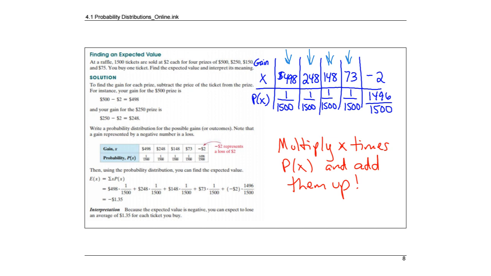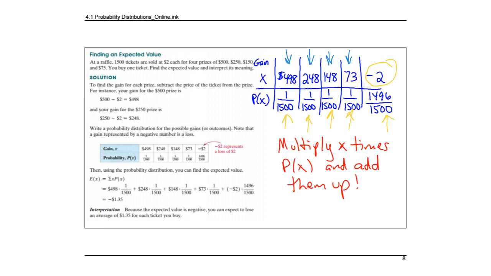Okay, but I only have a 1 in 1,500 chance of winning each of those, right? Because one ticket's going to win 500, one's going to win $250 minus $2, one's going to be the next. So there are 4 winning tickets. They each have a chance of 1 out of 1,500. If I don't win one of those prizes, I'm going to lose my $2. So that's a negative 2. And all the rest of the tickets are losers. So 1,496 tickets, which is 1,500 minus 4, are losers. All those people are going to lose the $2.